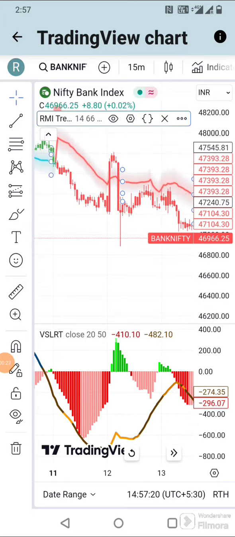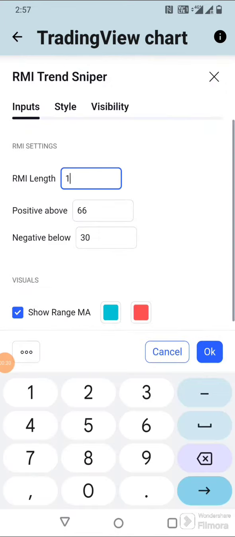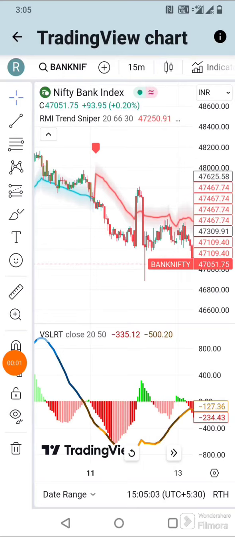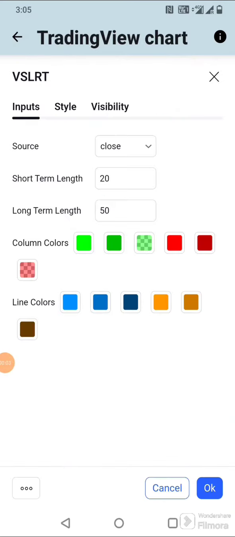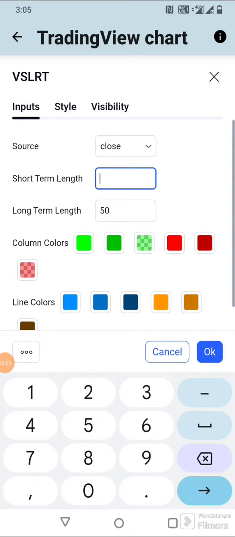In the settings, RMI, make the length 20. The settings of volume supported linear regression indicator, make the length 30 and long term length 30.